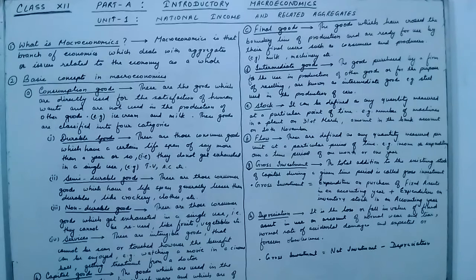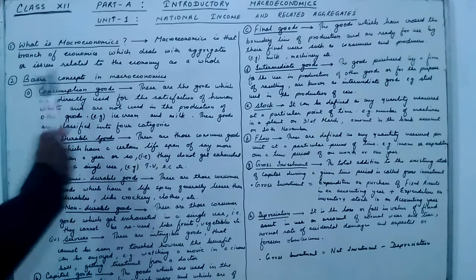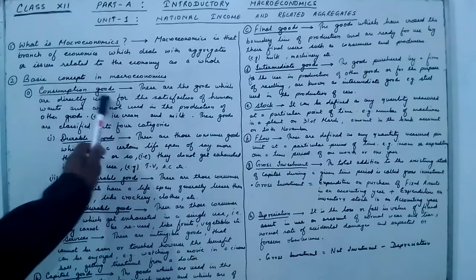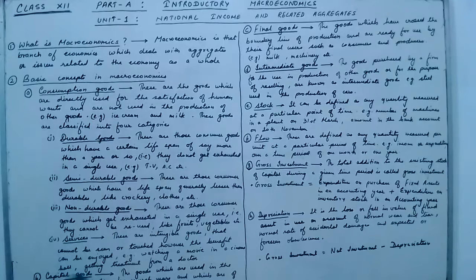These goods are used in the process of production for several years, and they are of very high value. These are basically called capital goods. Example, the building and the machinery. Now, in the basic concepts, first we have studied consumption goods. Second, we have also studied the capital goods.